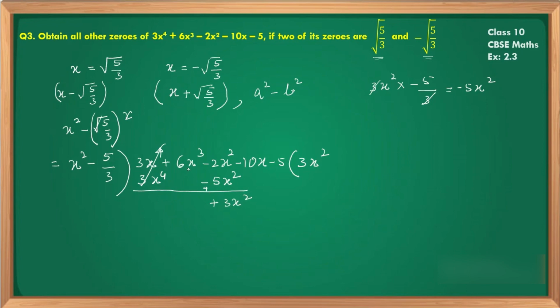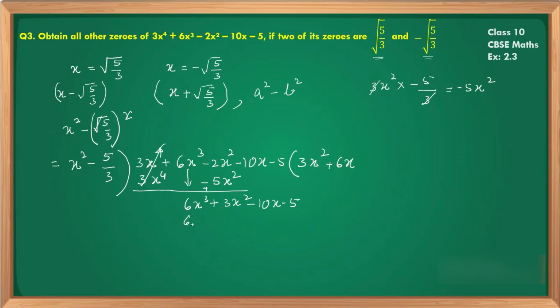Now 6x cube, we have to bring it down. 6x cube plus 3x square. And the balance you write down here, minus 10x and minus 5. In the second stage, again you have to multiply some other number with x square to get 6x cube, and that number would be plus 6x.